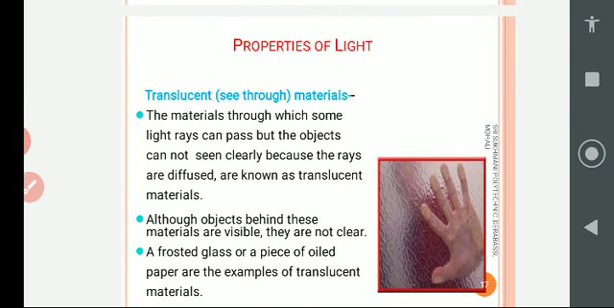Second is translucent materials, or we can say see-through materials. Some light rays can pass through the material, but the object cannot be seen clearly because the rays are diffused. Objects behind these materials are visible but not clear. Frosted glass or a piece of oiled paper are examples of translucent materials.